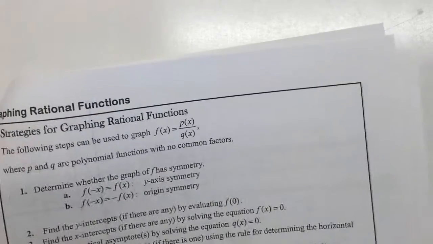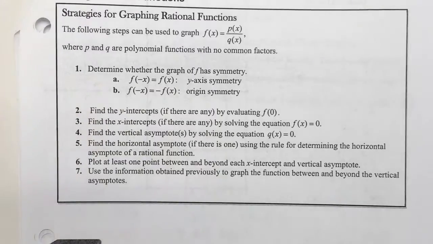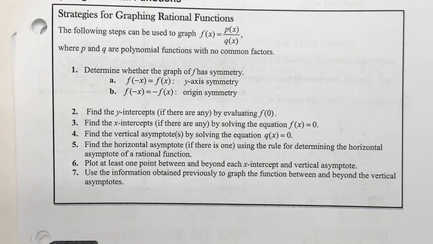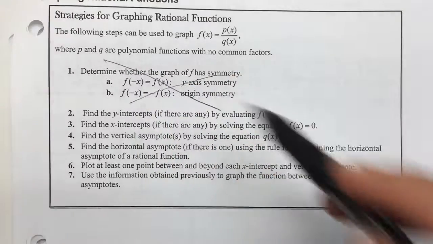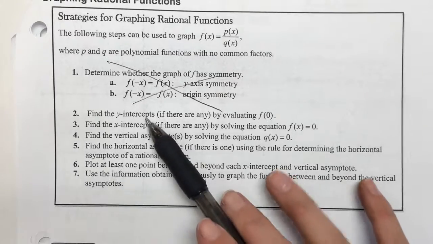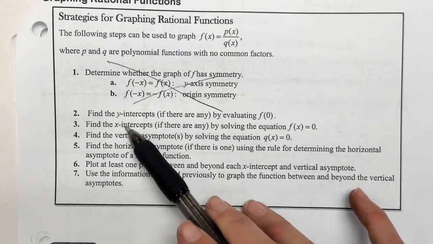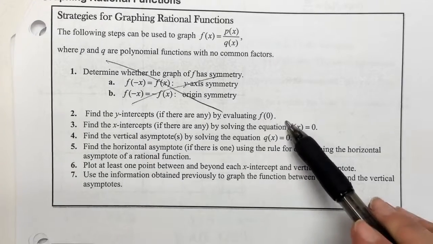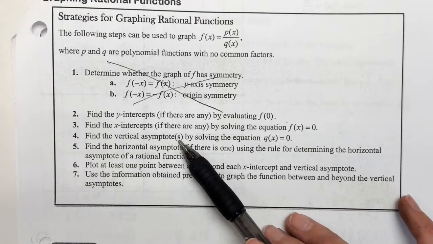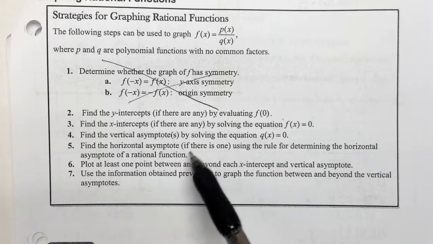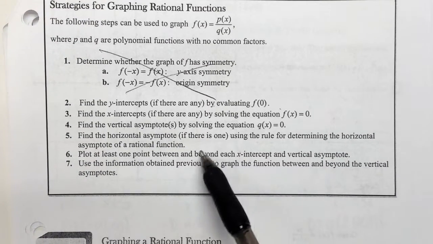Alright, we're going to skip this using transformations and come back to that. Let's skip straight to graphing rational functions. You can mark out this symmetry. We are starting with finding the y-intercepts. That's when we set x to 0. X-intercepts when we set y to 0. Vertical asymptotes, which we talked about, setting the denominator equal to 0. And then horizontal asymptotes by looking at the powers.